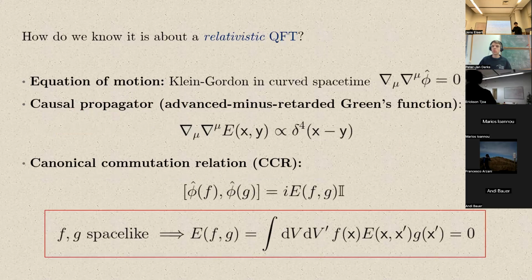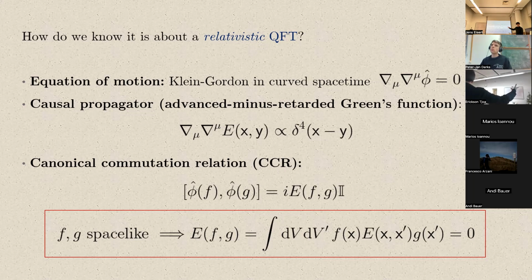Okay, now how do you know that this is a relativistic quantum field theory? I'm not sure if this is going to be part of the answer that you're looking for, but essentially first we need to make sure that the phi that we are talking about is actually solving a Klein-Gordon equation in curved spacetime. So you actually should solve the wave equation. And since it is a linear hyperbolic partial differential equation, it admits a Green's function.